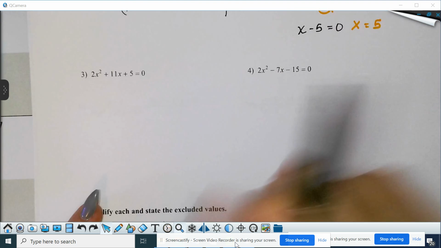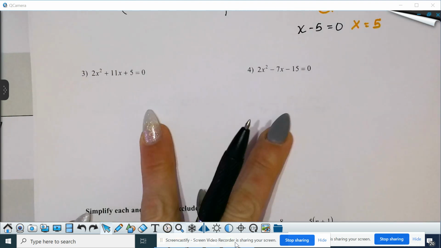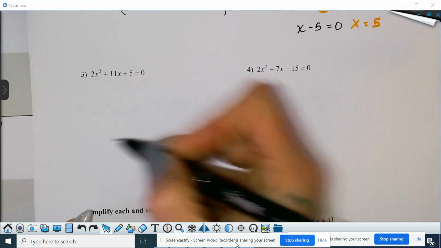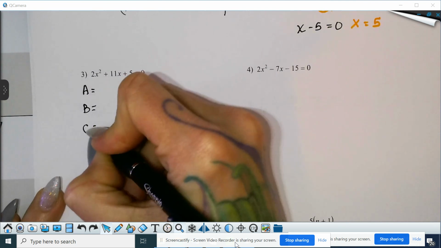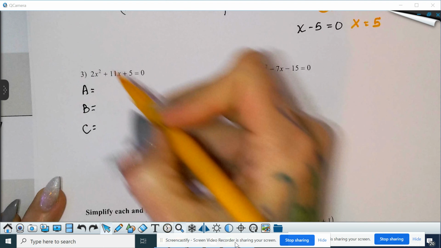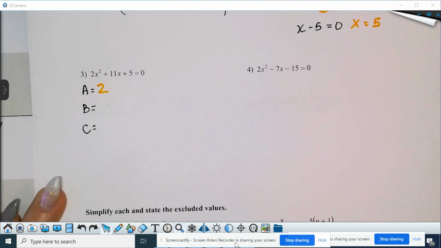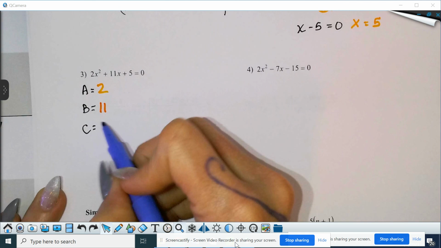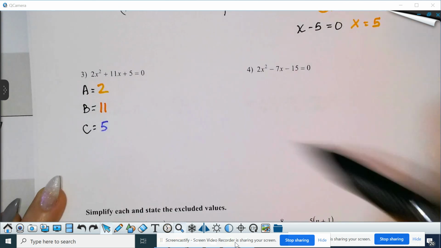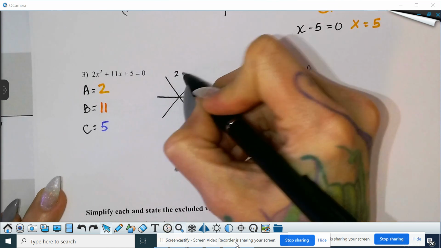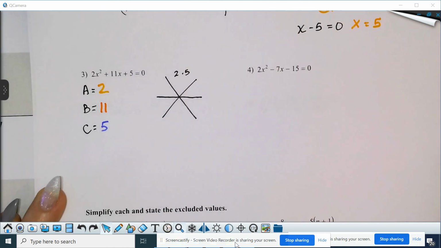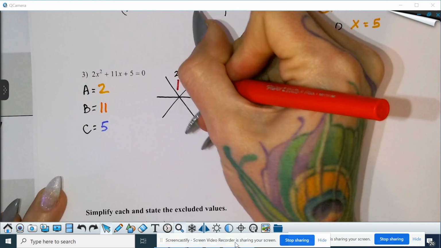All right. So a little harder, but not terribly hard. So our A value, our B value, and our C value. A is 2, B is 11, and they are all positive, and then C is 5. And so when we do our big X, A times C goes on the top, which is 2 times 5, right? So at the top, we're going to get a 10. And then B goes on the bottom, which is 11.